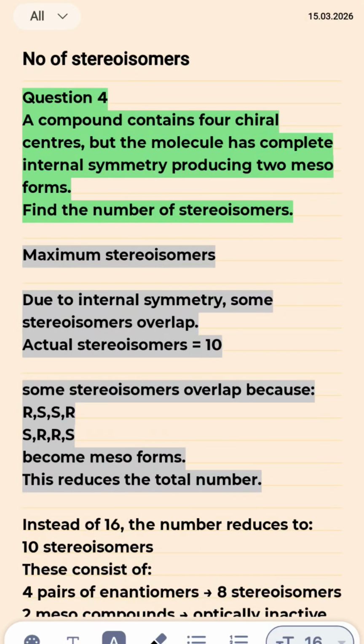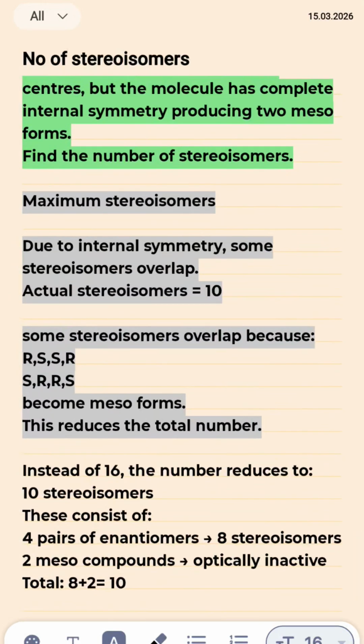Let us see question number 4. Here a compound contains 4 chiral centers. As per normal calculation, 2 to the power of 4 should be 16. But the molecule has complete internal symmetry. It is not just one internal symmetry, it is complete internal symmetry, so obviously more than one meso form will be there. It is also producing 2 meso forms. So find the number of stereoisomers. As per the formula it should be 16, but due to internal symmetry some stereoisomers will overlap and the number of stereoisomers becomes 10.